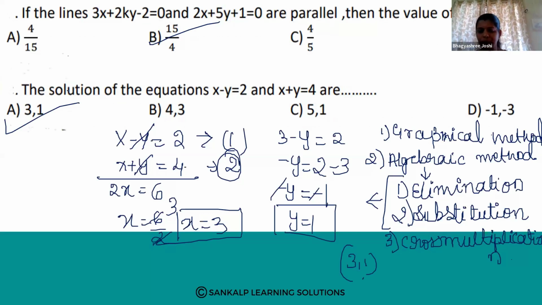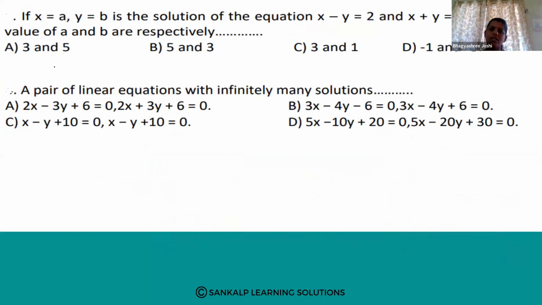Okay. Understood? Shall we move to the next question? Yes. If x is equal to A and y is equal to B is the solution of the equation x minus y is equal to 2 and x plus y is equal to 4, then the values of A and B are respectively.